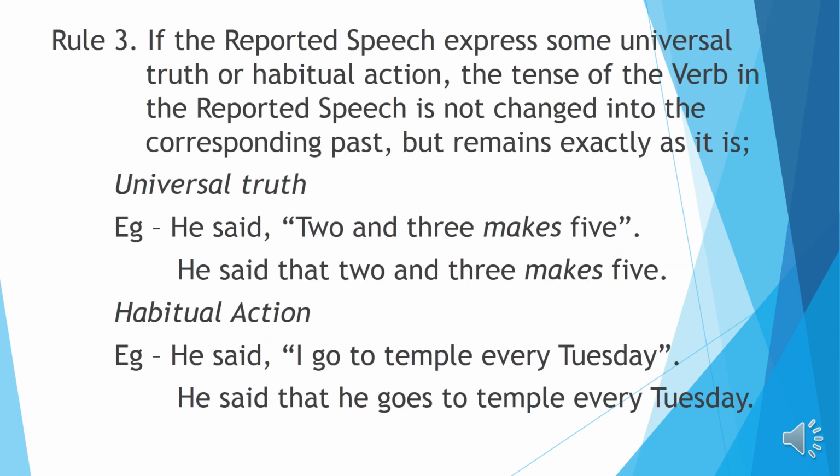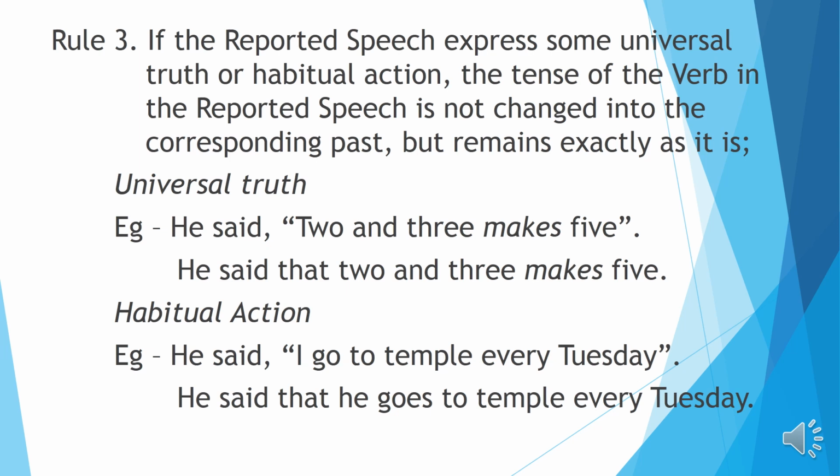Rule number 3. If the reported speech expresses some universal truth or habitual action, the tense of the verb in the reported speech is not changed into the corresponding past but remains exactly as it is. So for you to understand, if the reported speech talks about a truth, for example, the sun rises in the east, the sun sets in the west, or north, south, east, west, all those things are truths, or habitual actions, some action that we do every time, maybe every Sunday or every day. These things we do not change in tense or form.